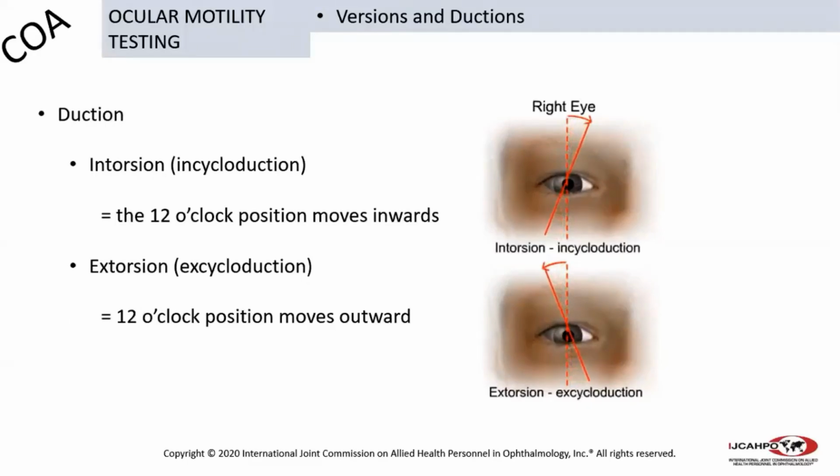Let's look at intorsion and extorsion. Intorsion, also called incyclorotation, is the 12 o'clock position of the eye moving inward, as seen in the picture above. The picture below demonstrates extorsion or excyclorotation, and it's the 12 o'clock position of the eye moving outward.